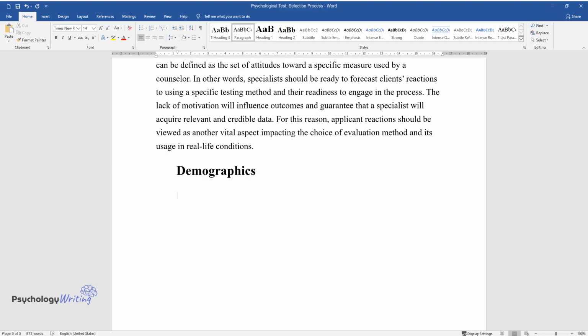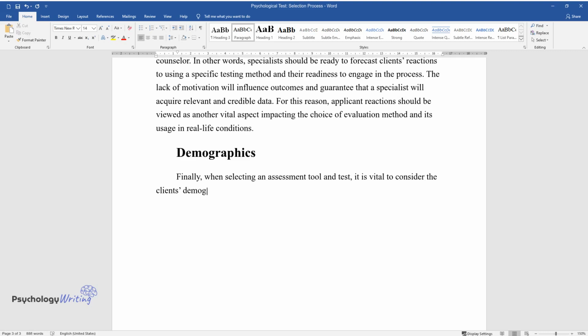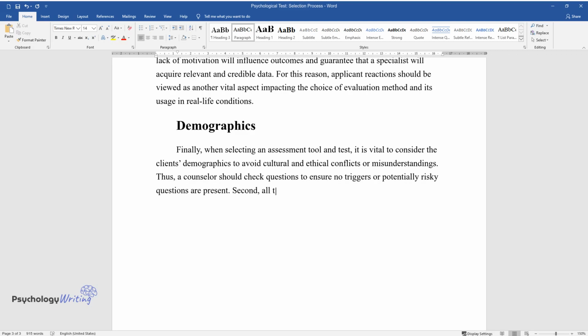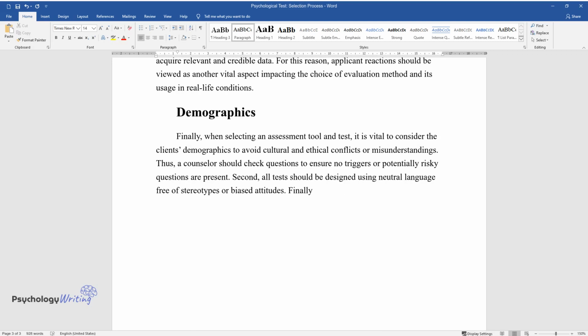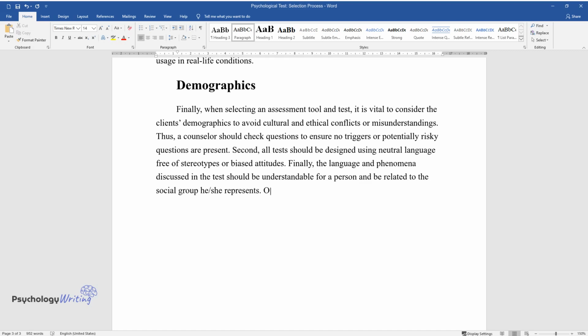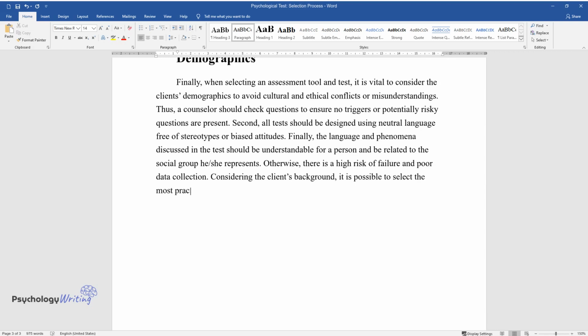Demographics. Finally, when selecting an assessment tool and test, it is vital to consider the client's demographics to avoid cultural and ethical conflicts or misunderstandings. Thus, a counselor should check questions to ensure no triggers or potentially risky questions are present. Second, all tests should be designed using neutral language free of stereotypes or biased attitudes. Finally, the language and phenomena discussed in the test should be understandable for a person and be related to the social group he/she represents. Otherwise, there is a high risk of failure and poor data collection. Considering the client's background, it is possible to select the most practical intervention.